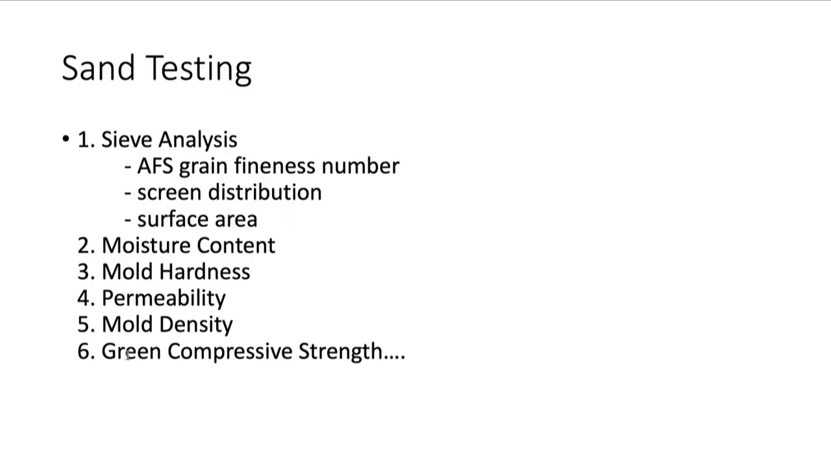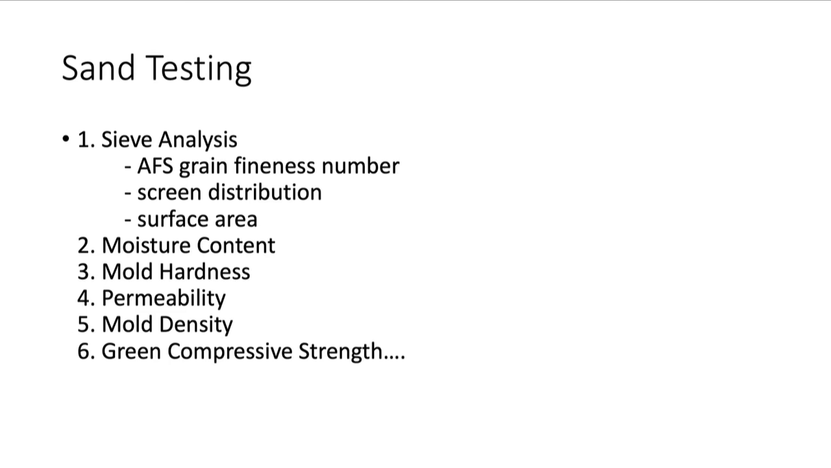So now we're going to talk about sand testing. We talked about the sieve analysis already. The moisture content is an important test to figure out how much moisture you have in there, so that we keep that 3-to-1 ratio with the clay. Mold hardness, we talked about that a little bit. Permeability again, and then mold density. Green compressive strength is an important one.